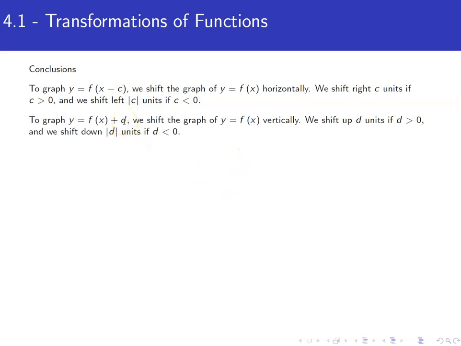If we've added a number d on the outside instead, we go up if d is positive, and we go down if d is negative, by the absolute value of d units. So adding and subtracting a number on the inside of the function moves it left and right. Adding and subtracting a number on the outside of the function moves it up and down.